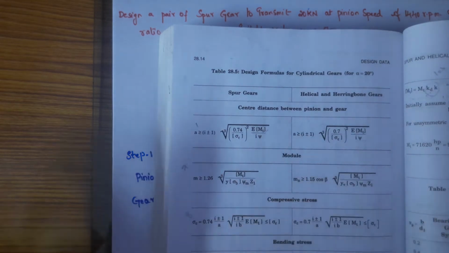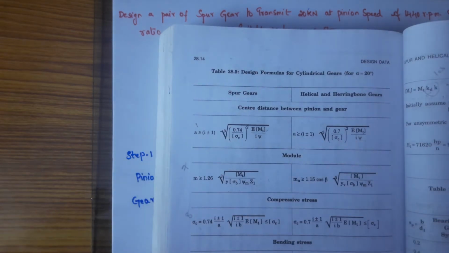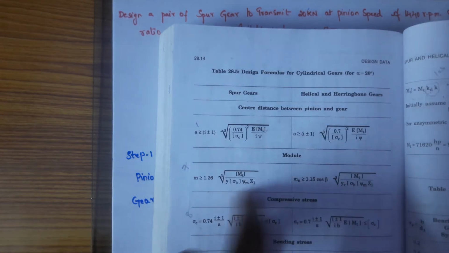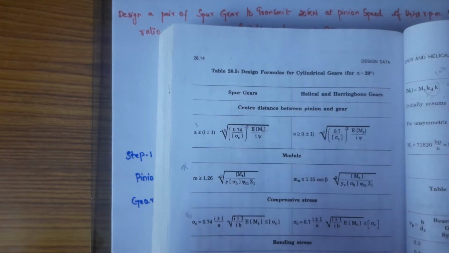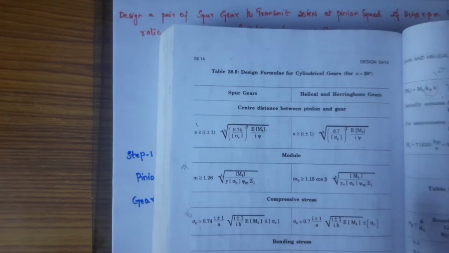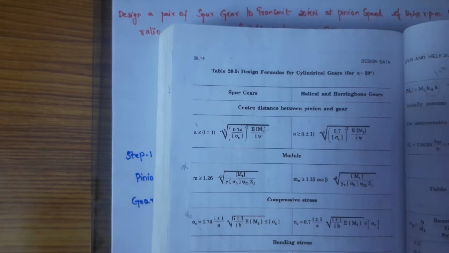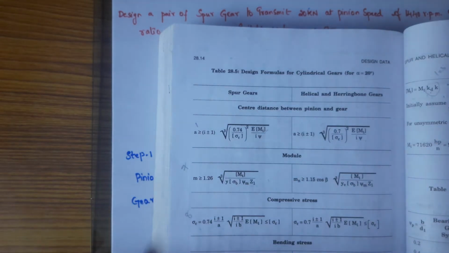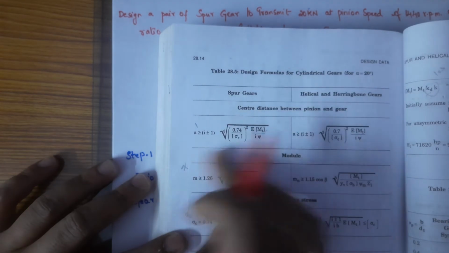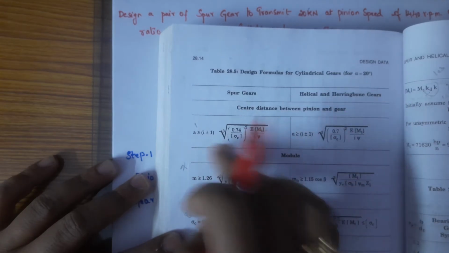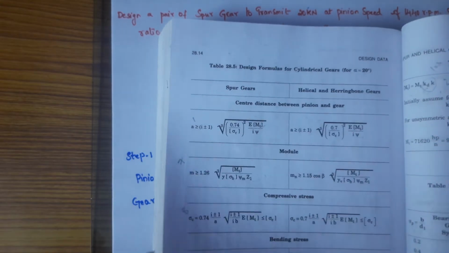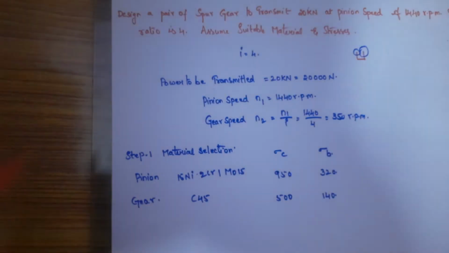From the syllabus point of view, we are having only spur and helical gears. If you go for the PSG data book, you can find the spur, helical as well as bevel gear data also. You can take the formula for the center distance between pinion and gear. Just use that formula to find out the center distance.